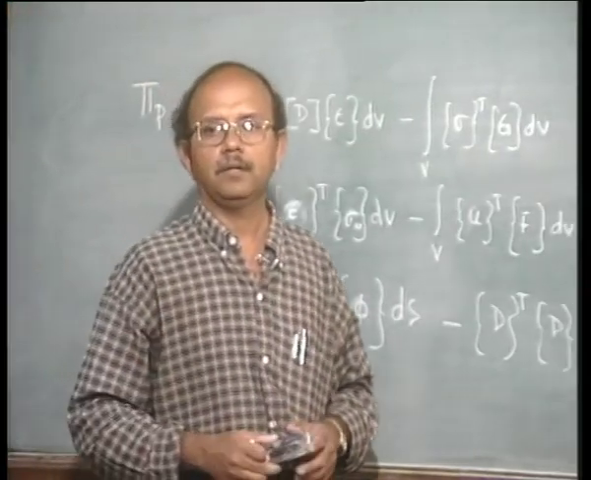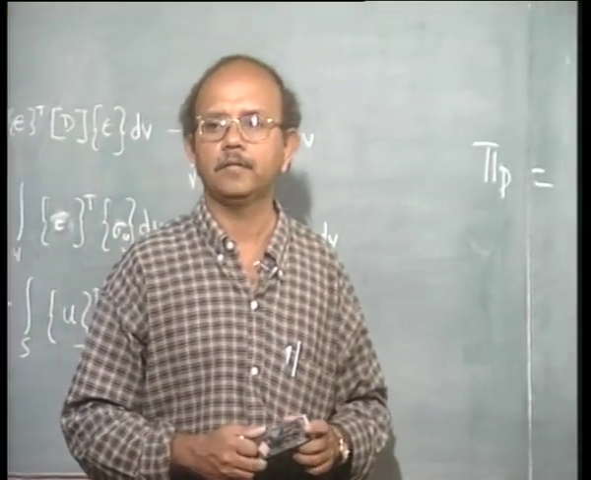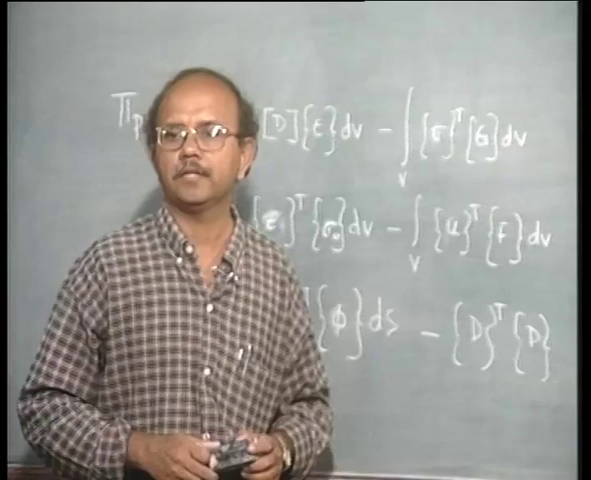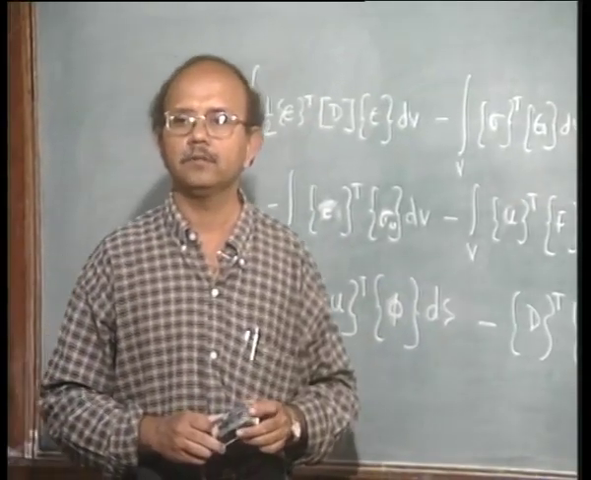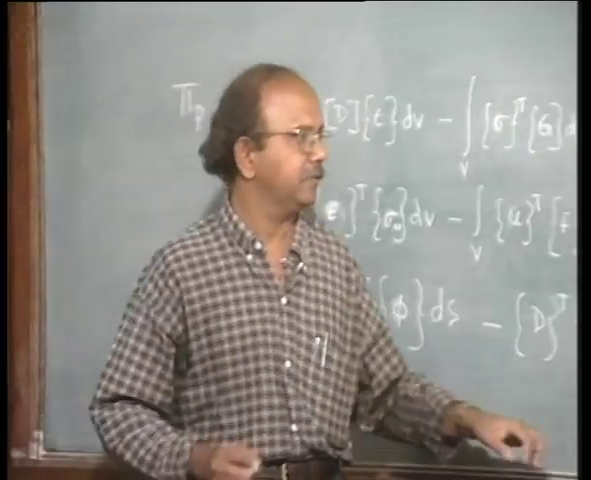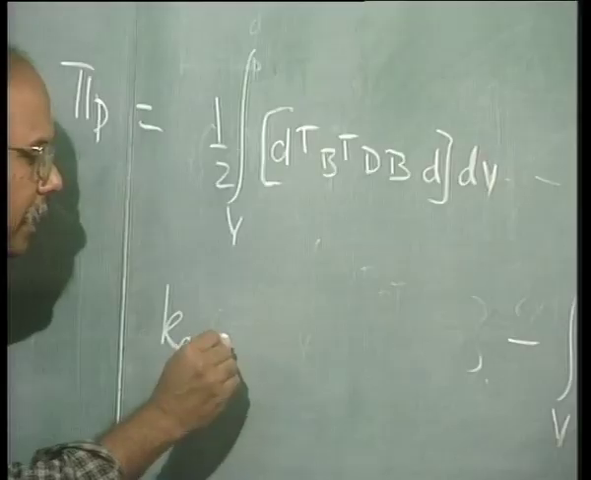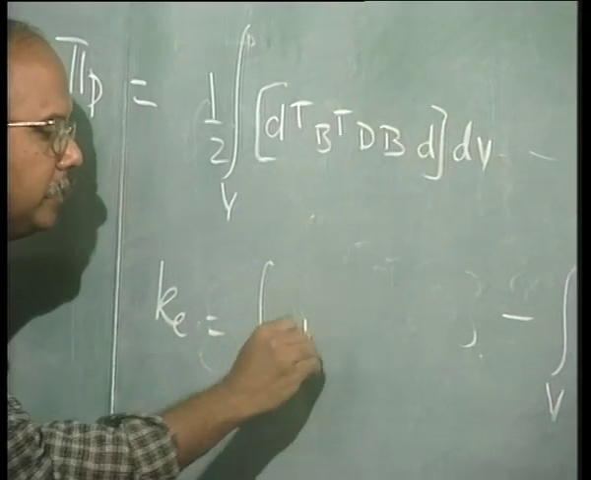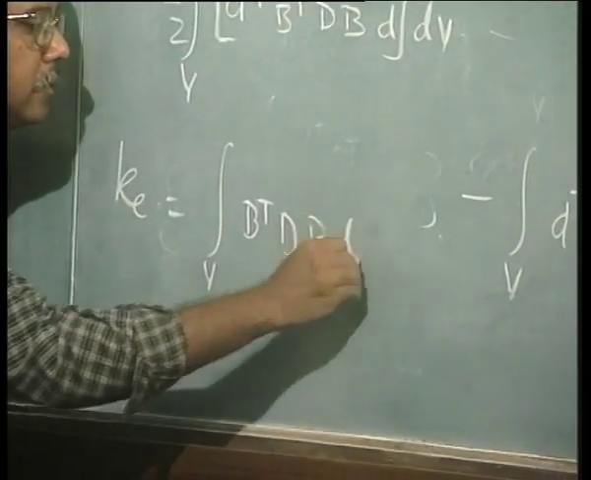Now write down the expression. Let us see how you can write down that expression. So define Ke as integral V B transpose dB dV.